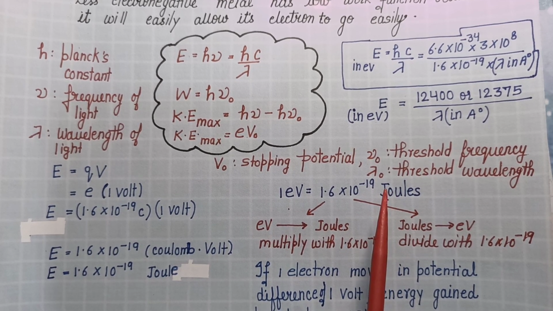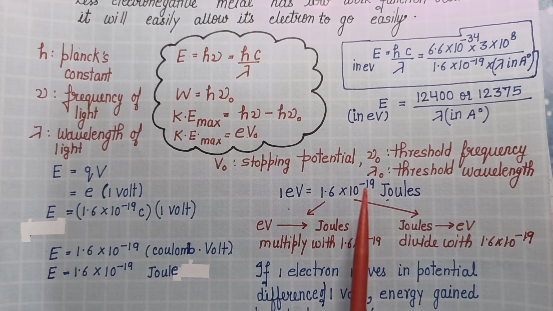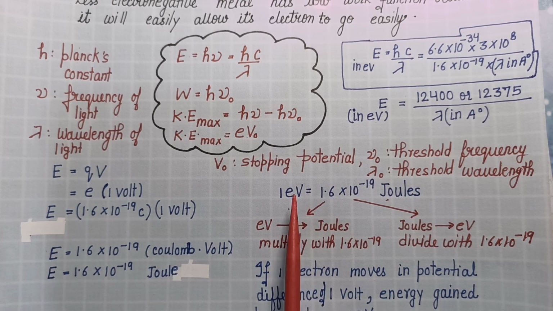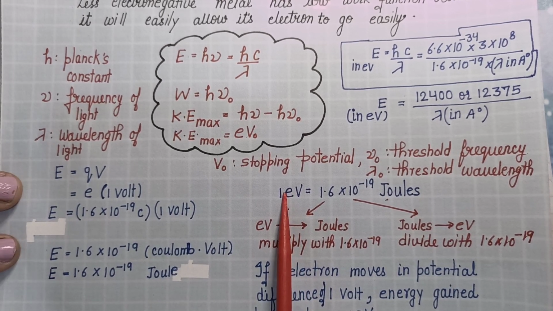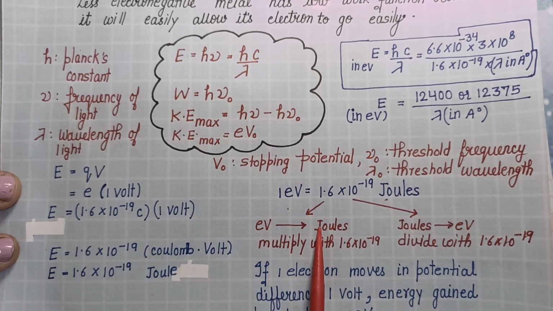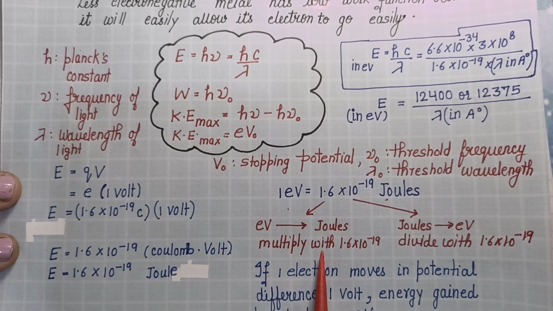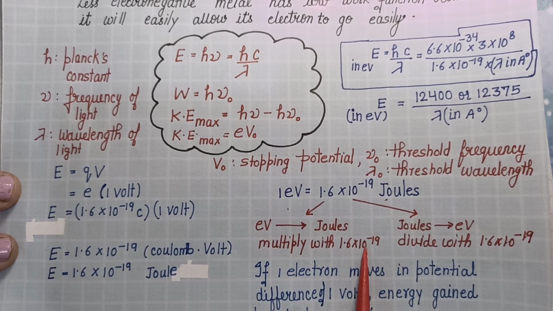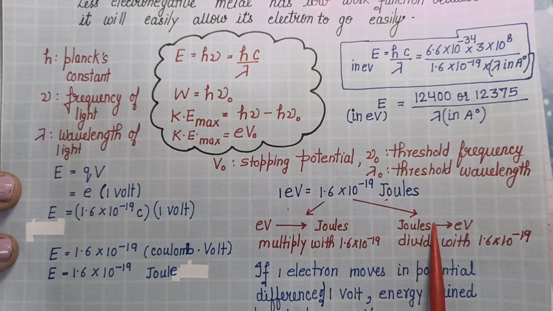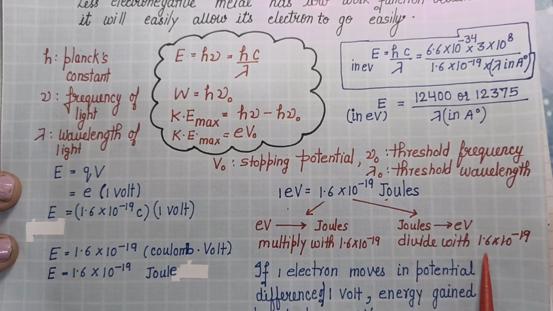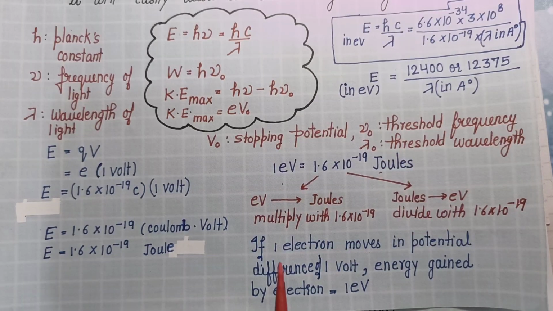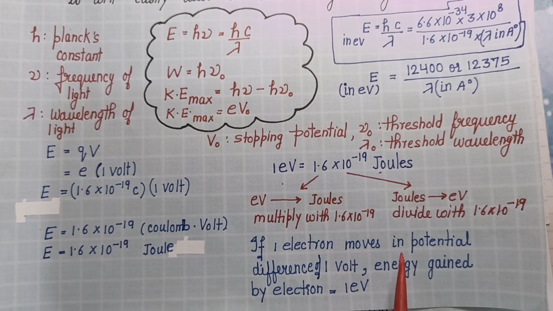Now mostly in numericals we will be given wavelength in Armstrong or nanometer, and energy we need to calculate in electron volt. If we want to convert electron volt into joules, we have to multiply the value of energy with 1.6 into 10 to the power minus 19. And if we want to convert the energy given in joules into electron volt, then we need to divide the energy by 1.6 into 10 to the power minus 19. 1 electron volt is the energy gained by an electron if that electron is moving in a potential difference of 1 volt.